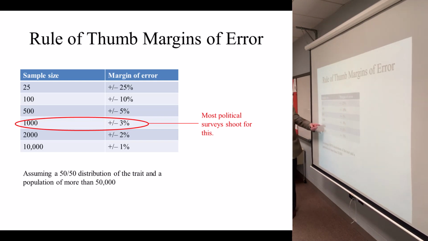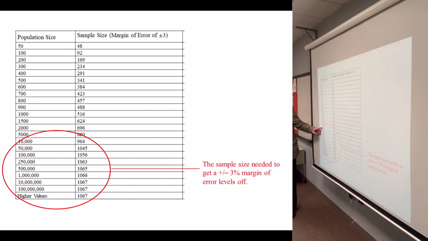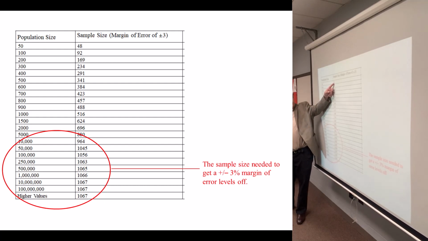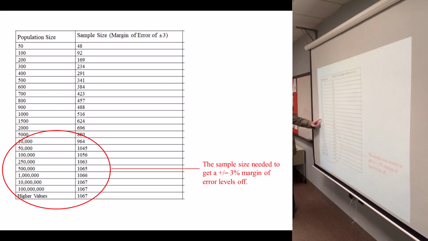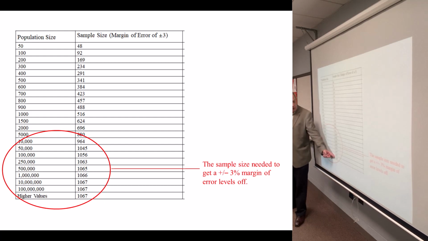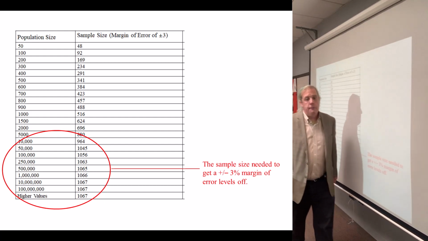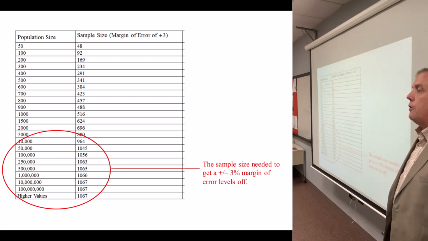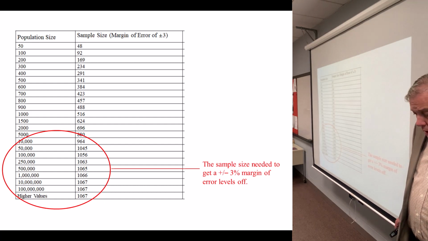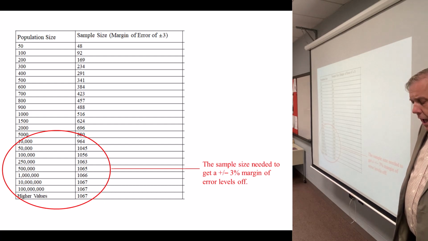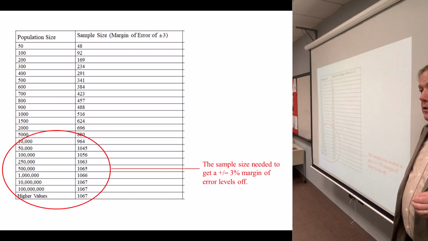we can say that a sample of 1,000 individuals gives us a plus or minus 3% margin of error, right? Am I doing this right? I hope so. And this is what most statistical surveys, most political surveys shoot for, right? So here's the population size. With a population of 50, to get a sample of plus or minus 3%, you basically need to sample everyone, right? But after a while, as the population gets bigger, the number of people you need to sample levels off, and it doesn't do you any more good. So for the larger populations, if you're trying to make an inference about, for instance, all of America, having a large sample becomes less important than having a representative sample.